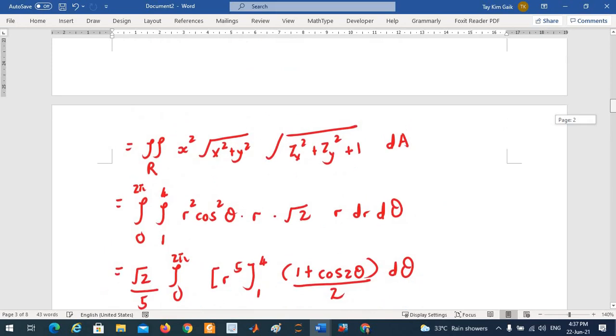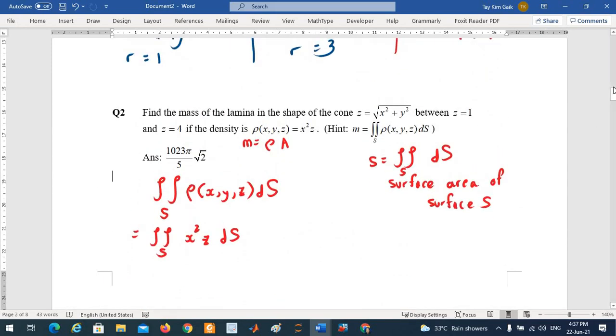So similar to question 1 actually, it's only that this is an application question. The mass of a lamina in 2D is only the double integral of rho xy dA over region R. But this lamina is in the shape of a cone, which means it only has a very thin layer in the shape of a cone. That's why it consists of area only. So the area times density, you have the mass of the lamina in 3D space.